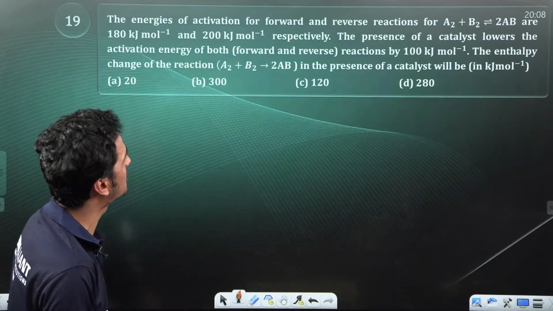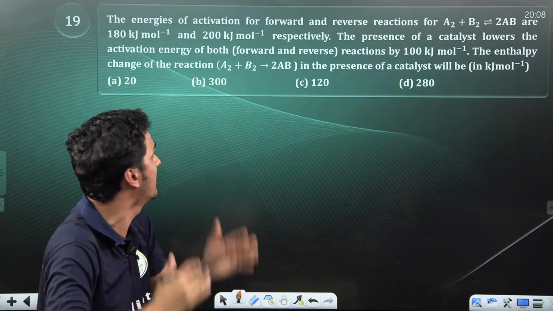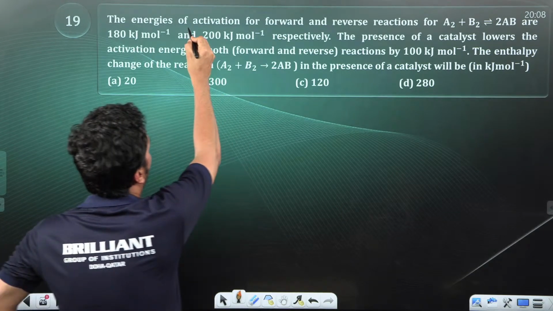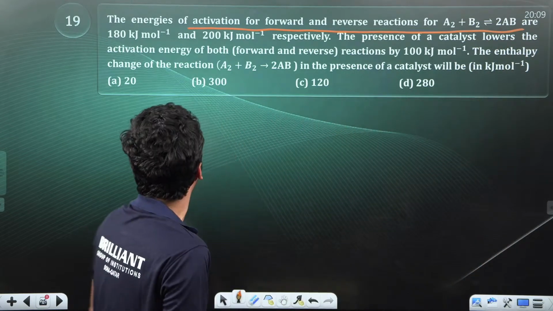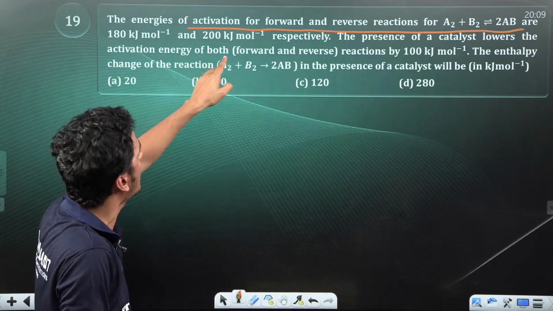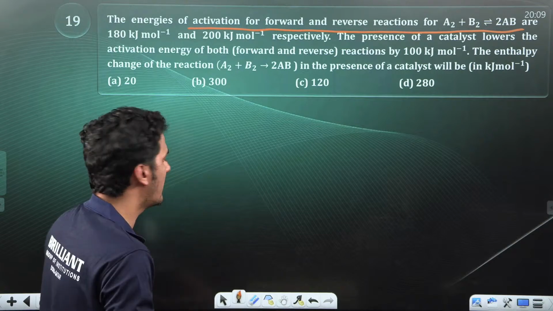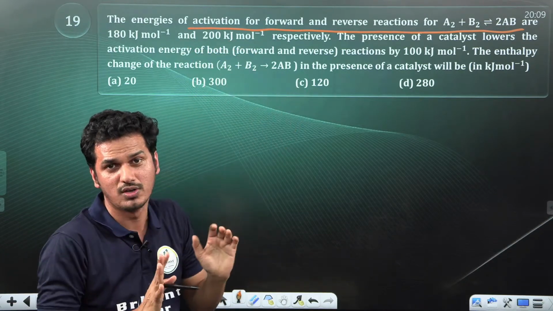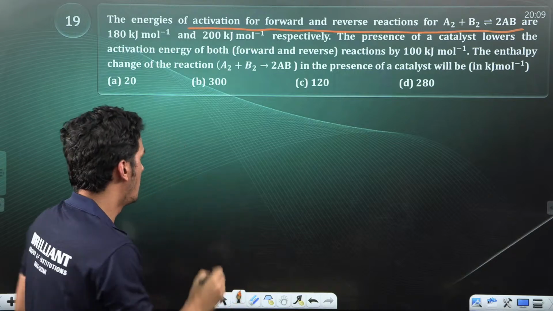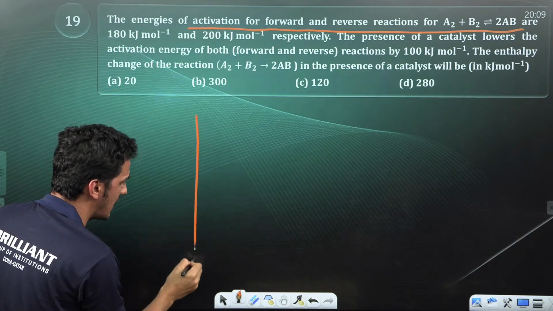So we can go to the 19th one. It's a simple question. So what's the question? The energies of activation of forward and reverse reaction, A2 plus B2 reversibly gives 2AB, are 180 kilojoule and 200 kilojoule per mole. Whenever they are talking about activation energy, today I told you we have to draw the energy diagram. You have to draw an energy diagram like this.